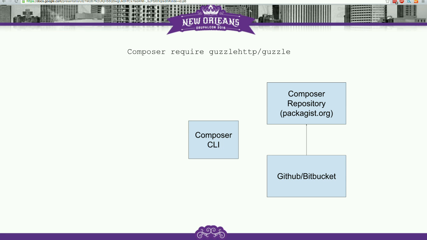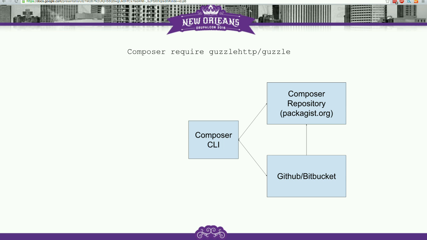Then from the command line, a user is able to say, I want to require, say, Guzzle HTTP as a library into my project. They can say, composer require Guzzle. Composer is going to connect to that packages repository, download all the metadata for Guzzle, parse it apart, figure out what its dependencies are, and figure out what else Guzzle needs, and along with everything else in your project, determine what it needs to download. Then it'll go and get all the different components that it needs from GitHub or Bitbucket or wherever else they're stored, whether it's a Git checkout or a tarball.